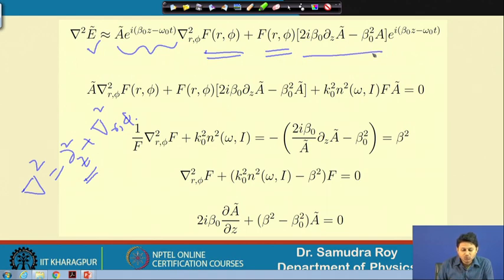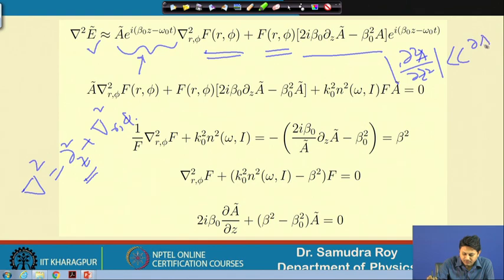So, here you should note that when I make a derivative of this quantity, I should have a double derivative with respect to z, but this quantity is very small compared to the first order derivative of the envelope. So, we can neglect that. This is essentially the slowly varying envelope approximation. So, when I make the slowly varying envelope approximation, we just neglect this term and we have this term in our hand.